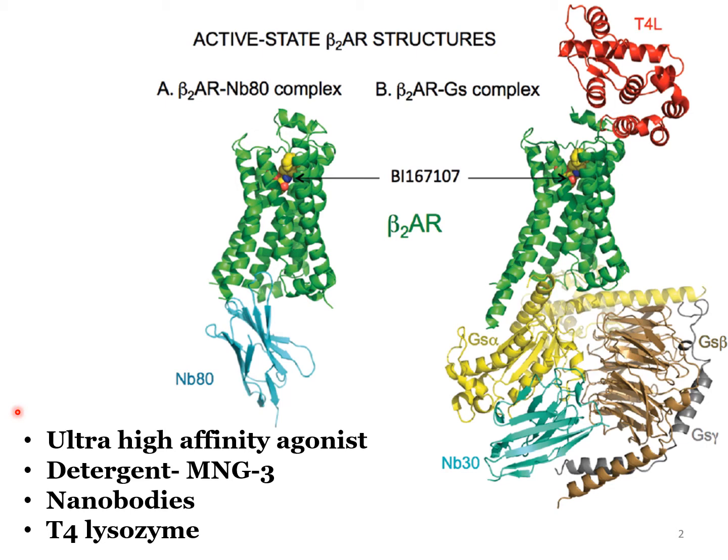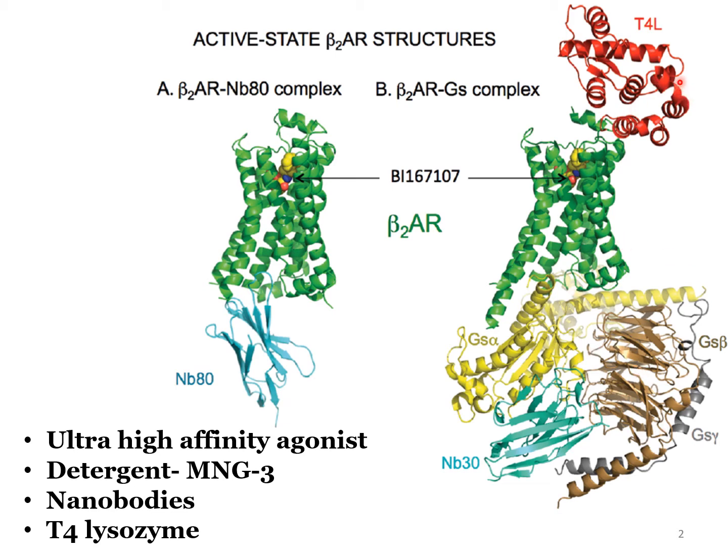So this slide is showing the active state of the beta-2 adrenergic receptor structure. The left panel is showing a complex involving the beta-2 adrenergic receptor and NB80 nanobody. And the right-hand picture is showing a complex involving the beta-2 adrenergic receptor, GS, G beta and gamma proteins, as well as nanobody 35, which has stabilized this complex in its active configuration.